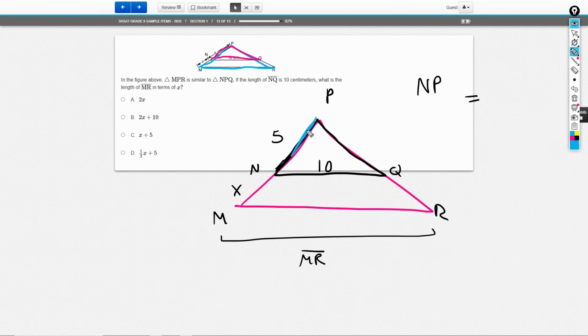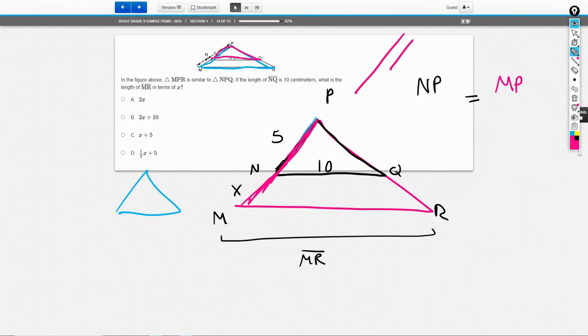This side right here on this small black triangle is similar to this bigger side on this pink triangle. Why are they similar? Well, they occupy the same side. The only difference between NP and MP is that MP is bigger. So NP is similar to MP. They go in the same direction. One is just longer than the other, okay? So we can write them equal to each other like that.